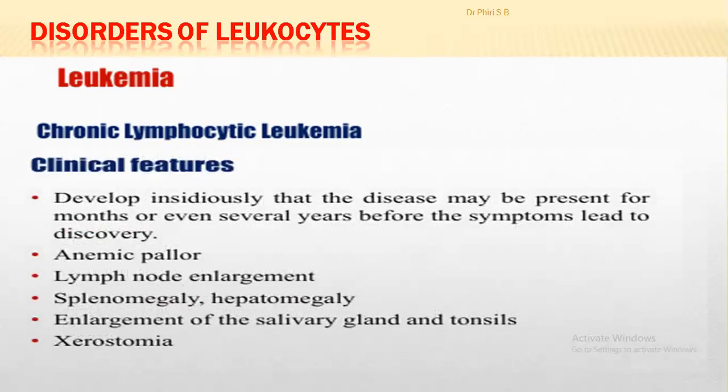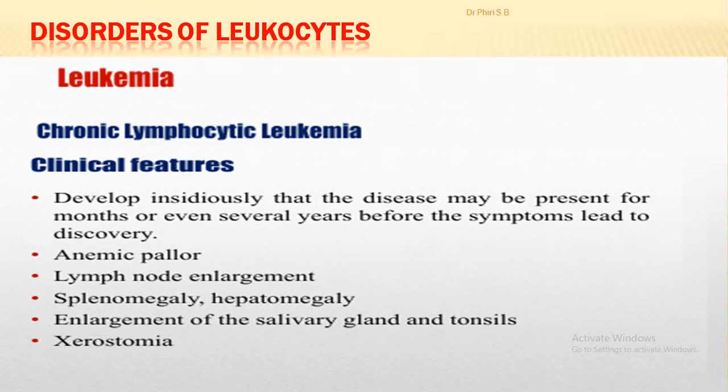The clinical features of chronic lymphocytic leukemia. What are the clinical features? The disease will develop insidiously, and it may be present for a month or even several years before the symptoms are discovered. So it's very difficult to come up with this diagnosis, because the disease is developing within these patients, but you can't pinpoint it. Remember, it's chronic, so it will take time for it to be diagnosed.